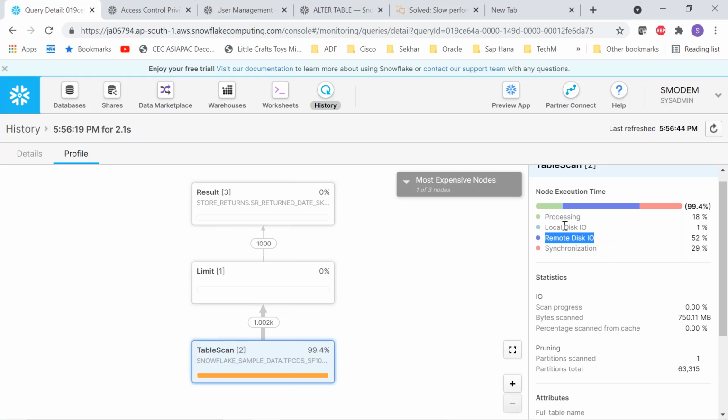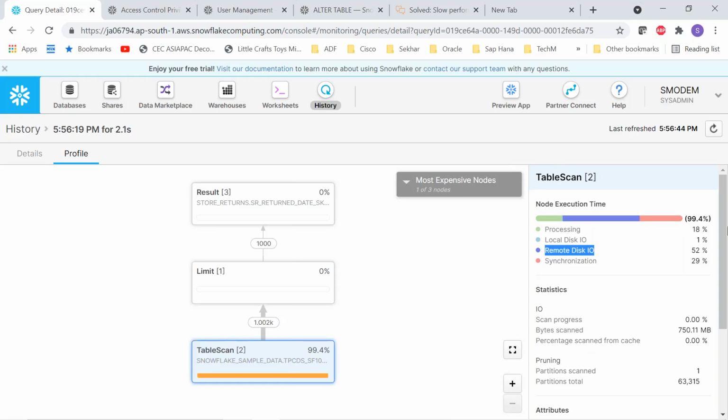Local disk means from the virtual warehouse. Local disk IO means it is serving from the virtual warehouse cache. We talked about it, right? And remote disk means it's getting from the S3 buckets. So this is processing. It took about 18% for processing, and about 52% to get from the remote disk, the S3 buckets. Synchronization, getting it onto the virtual warehouse cache and the metadata, took about 29% of the total process.